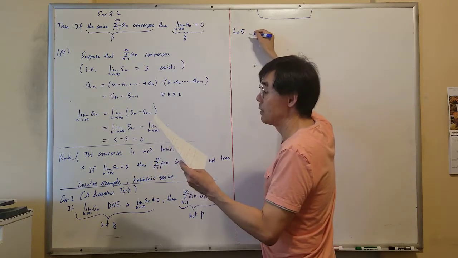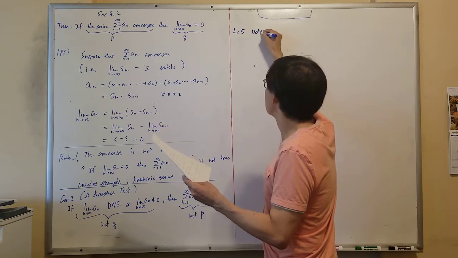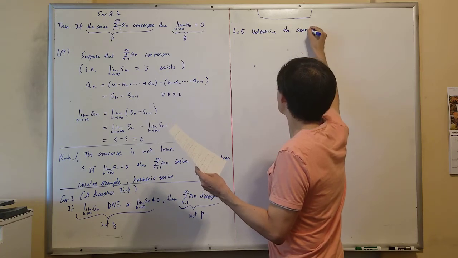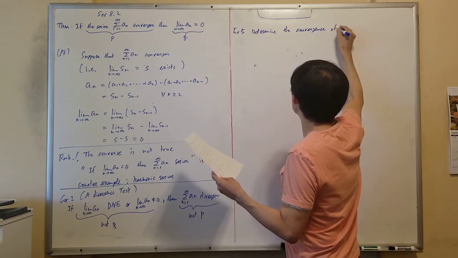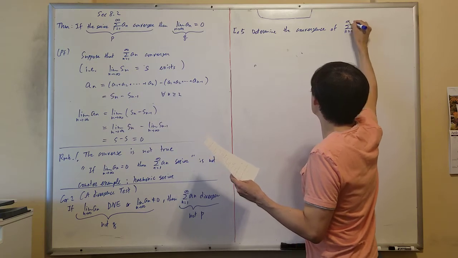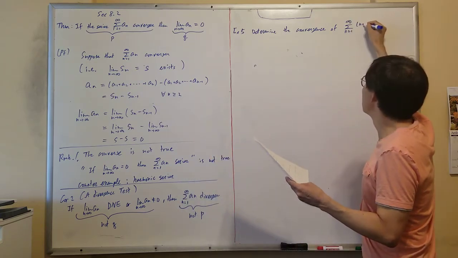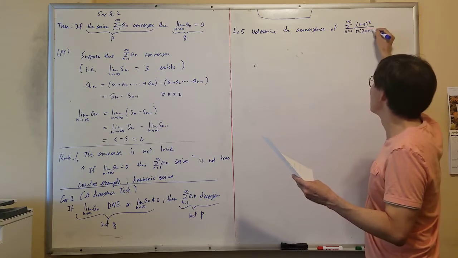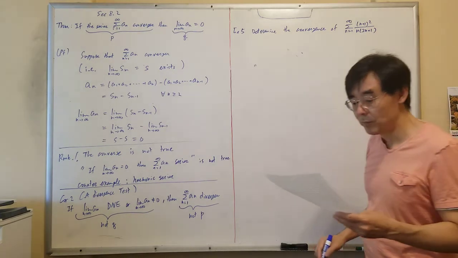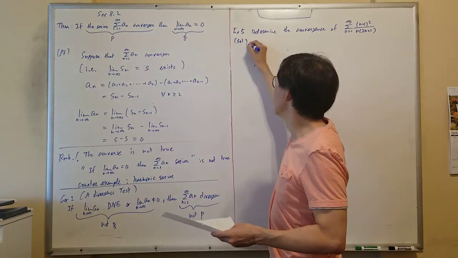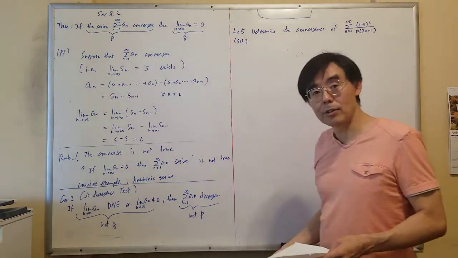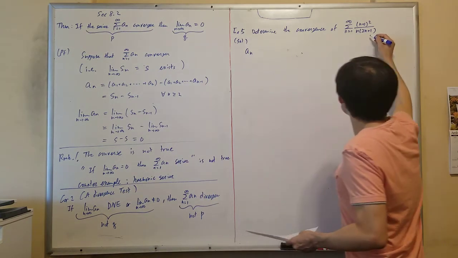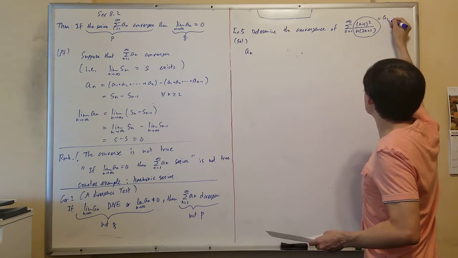Example 5. Determine the convergence of this series: the sum of (n plus 1) squared over n times (2n plus 1). Okay? This is a perfect example for this divergence test because this is your a_n, right?